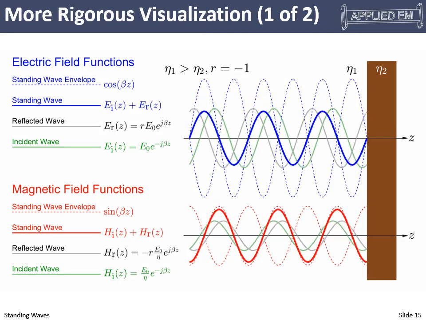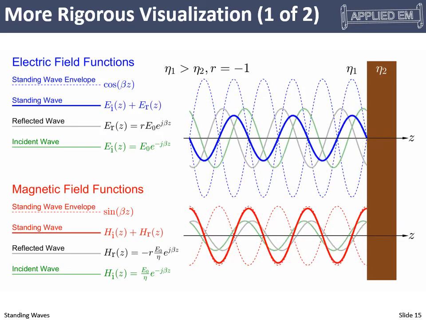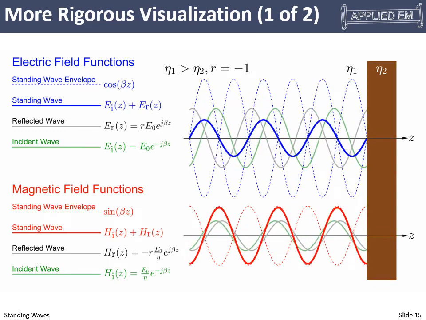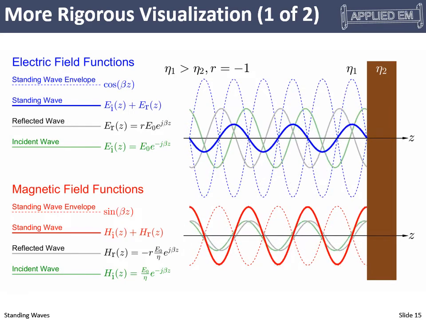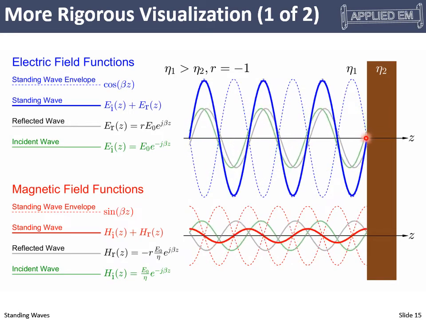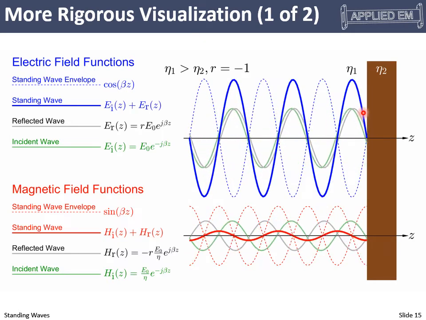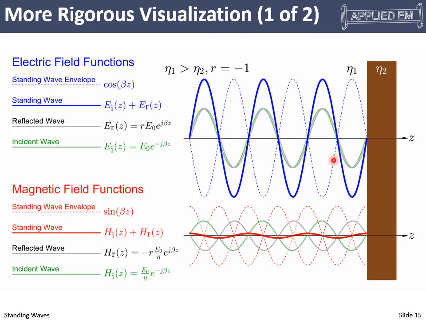So this is a little bit more rigorous and meaningful visualization, and maybe it's not as cool as looking at something more three-dimensional, but this is the case where the reflection coefficient is negative 1, and we're looking at this from the side view now. And so the electric field is definitely 0 at the interface. This dashed blue line is showing the envelope of the standing wave.